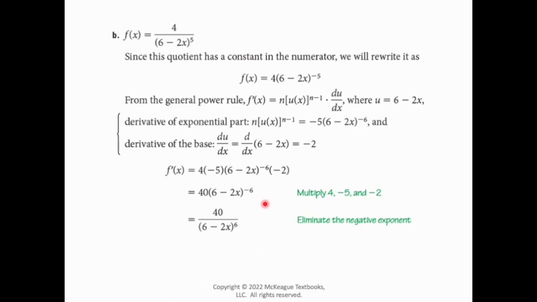But if you want to take it further and rewrite this function without negative exponents, you can just flip the 6 minus 2x to the negative 6th, flip it downstairs, and make that a positive 6. Just remember that when you're flipping stuff, don't flip things that don't have negative exponents. Sometimes people forget and flip the whole thing. That 40 isn't being raised to a negative exponent, so that stays where it's at.